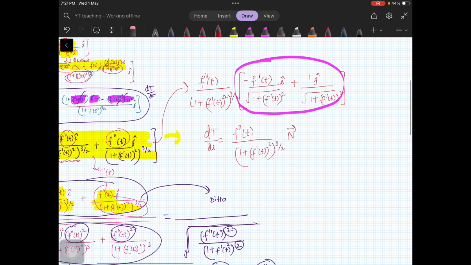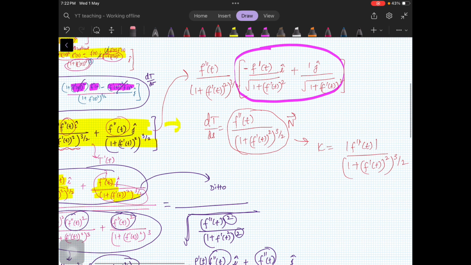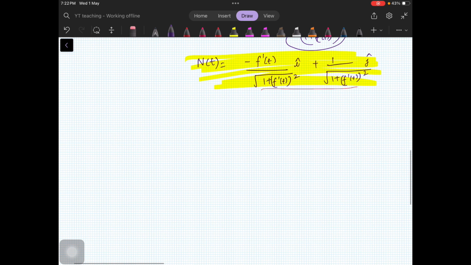So, that gives us whatever is this quantity here, its magnitude is kappa. So, kappa is modulus of f double prime t divided by 1 plus f dash t square raised to power 3 by 2. So, this is our famous formula for calculating our curvature, right. So, I hope you understood it, right. So, let us just take one example.